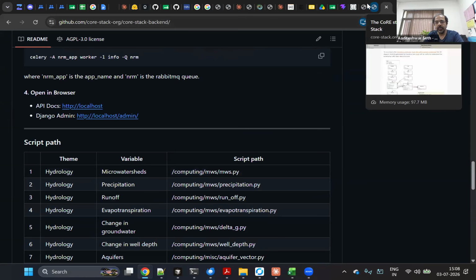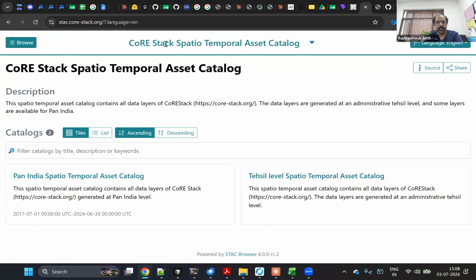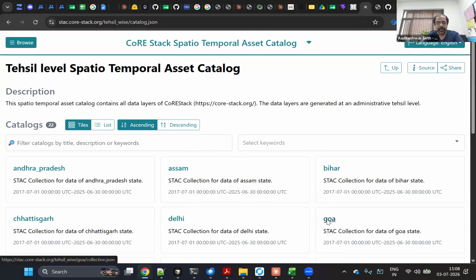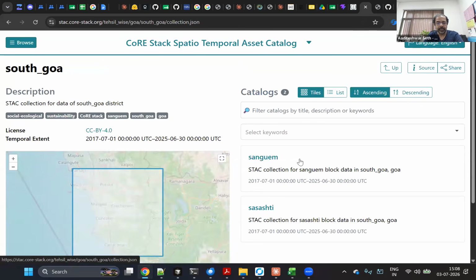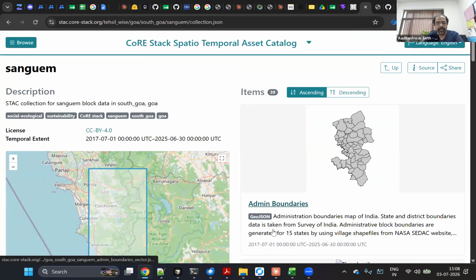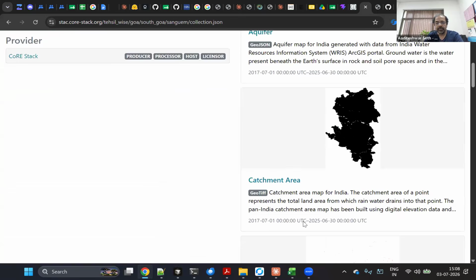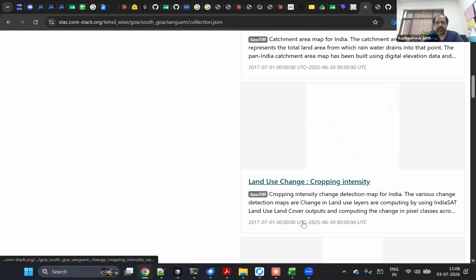And what they do is they generate what are called stack specs. This is metadata describing the core stack data structure. These pipelines are run for a state, district, and tehsil, and for this tehsil, all of these different layers are what are generated.